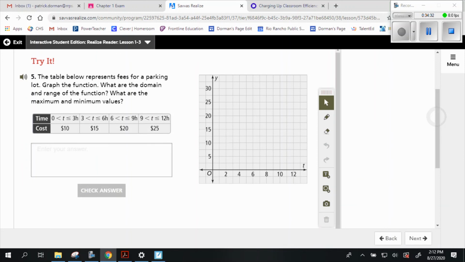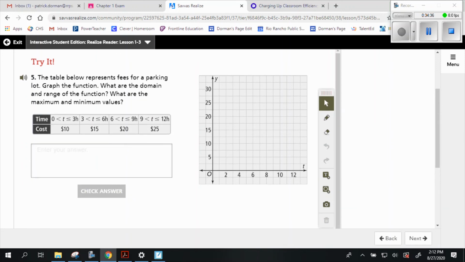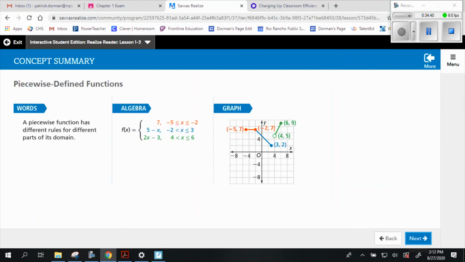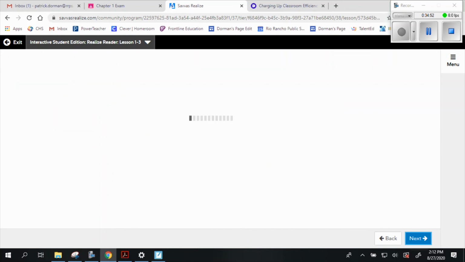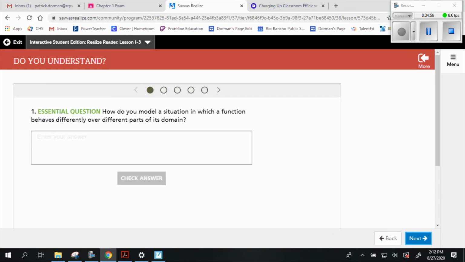And so that's all I just want to talk about with our piecewise functions. We can represent these in words. We've represented them using algebra, and then we looked at them in terms of a graph. How about our essential question for the day? How do you model a situation in which a function behaves differently over different parts of its domain? So how do you do that? We explained how you're going to do that today.